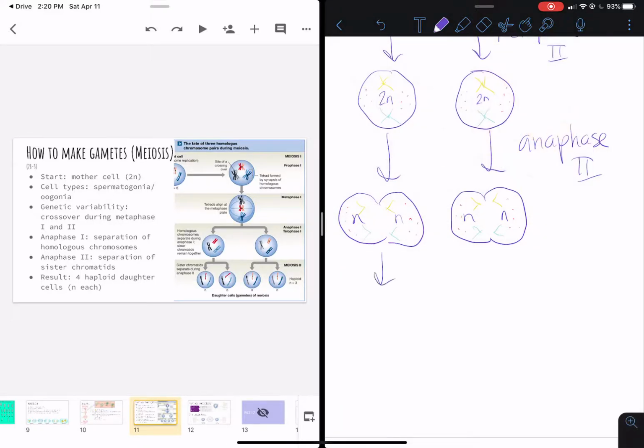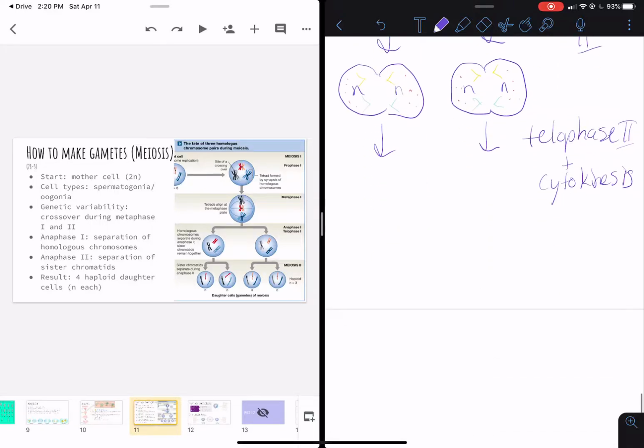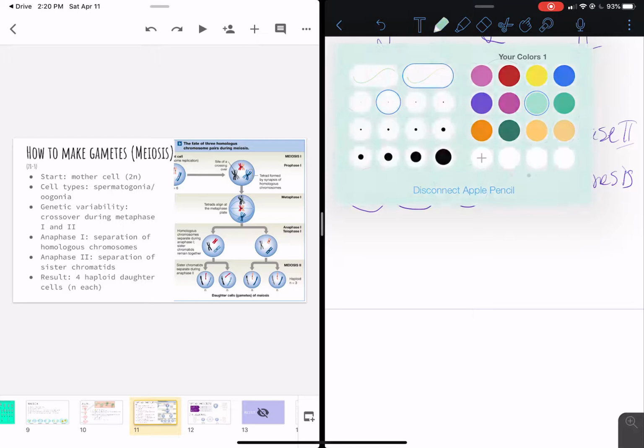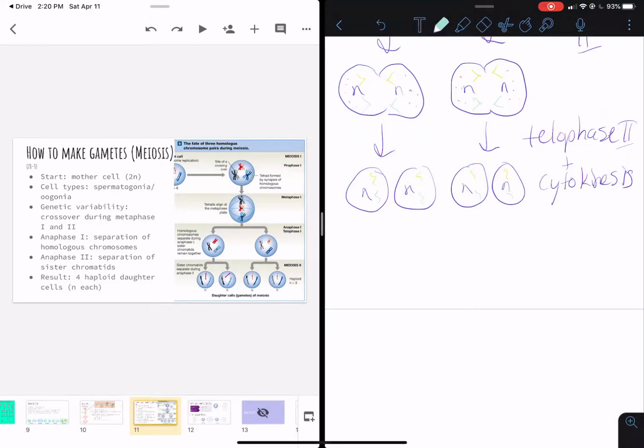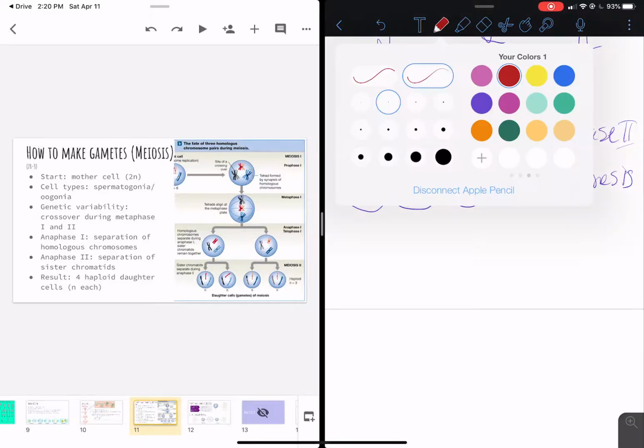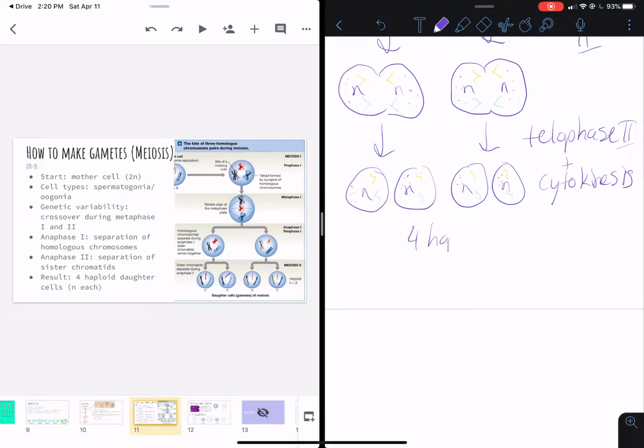Then we do telophase 2 and cytokinesis again. And then we get four cells with five chromosomes each. Cool. Awesome. So now we have four haploid daughter cells.